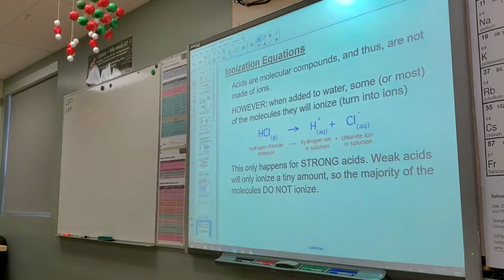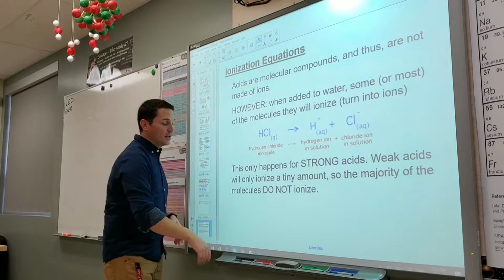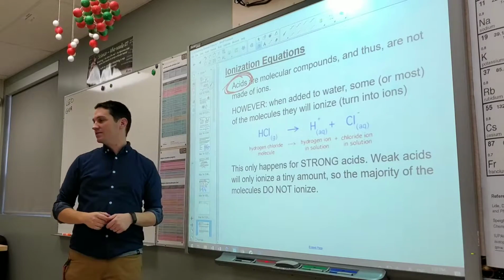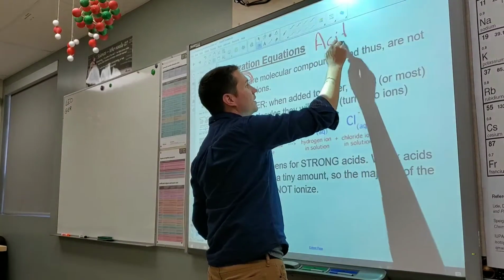Ionization equations are the exact same thing as dissociation equations, but they don't involve ionic compounds. Instead of ionic compounds, they involve acids. Ionization equations are acids.